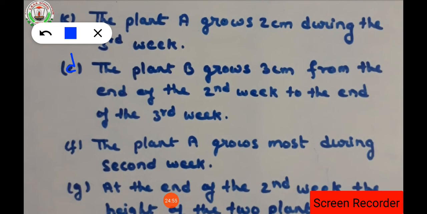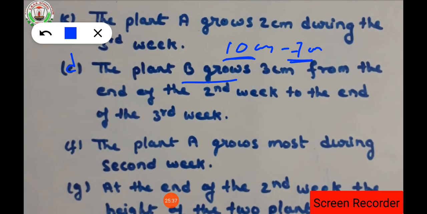While doing the subtraction, you have to find the height of plant B in the second week. We can look at the graph in your book, so take out your book, because going up and down would be a little complicated for me. In the graph for plant B, in the second week we have a height of 7 centimeters. In the third week we have a height of 10 centimeters. This is the second week's height of plant B, and this is the third week's height of plant B.